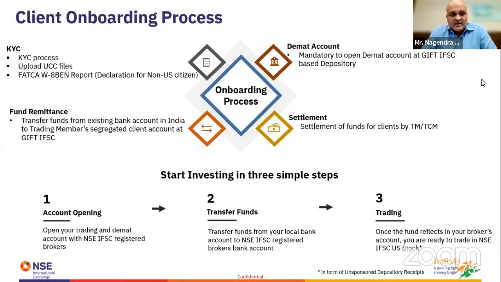So client onboarding for members is very simple. Have your KYC done, upload your UCC files just the way you do it in India. And this W8 Ben form is critical, where, as I was mentioning in the previous slide, it's a one-page declaration. And demat accounts, right? For members who want to be DPs, it's an additional business stream where your clients can open accounts, or you can also open with some of the banks who are already functioning as DPs. And for clients, you don't need to have a dollar account here. What you just need to do is transfer funds to your broker's account.